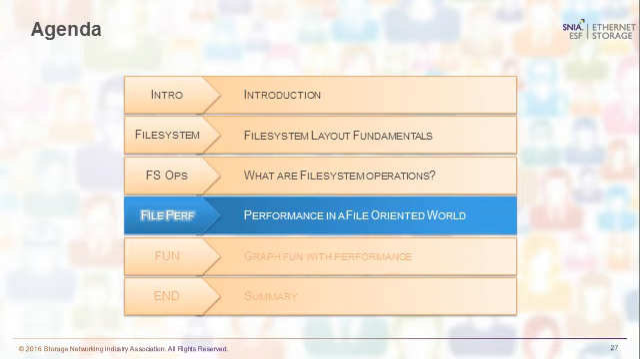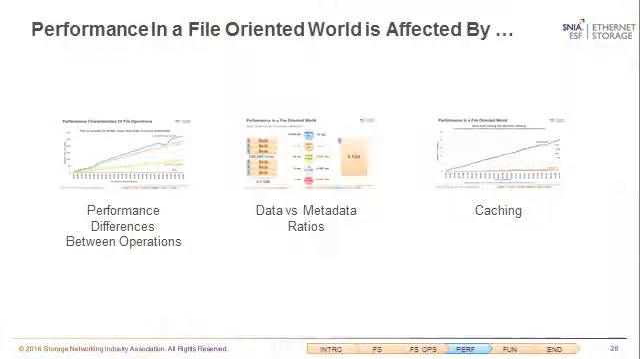All right. So the takeaway at this point, just to summarize, is that our file system is an abstraction layer and a way of handling both data and metadata. We use a set of file system operations that modify and look at both data and metadata. There's a lot more than just reads and writes in this world. So let's ask the question, what is performance in a file-oriented world affected by?